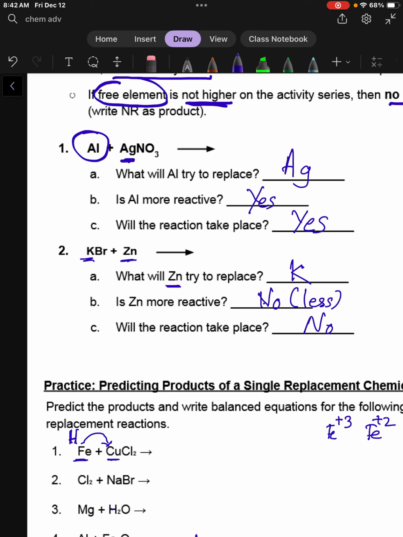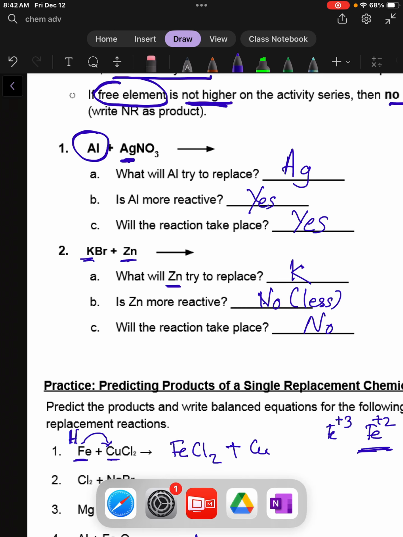So iron is forming a compound with the chlorine. You can pick one of these. I'm going to pick 2, so that will be easy for you. So it will be Fe, and since it is 2, we need 2 chlorine. And who will be out? Copper will be out.